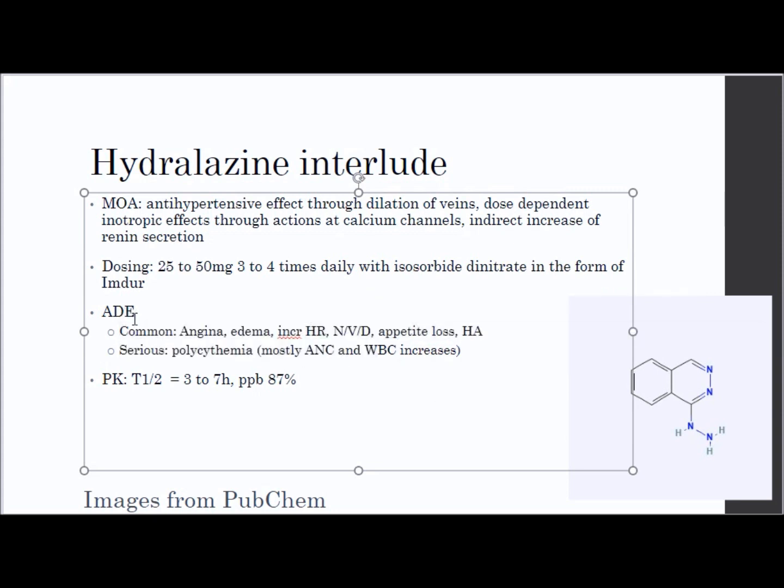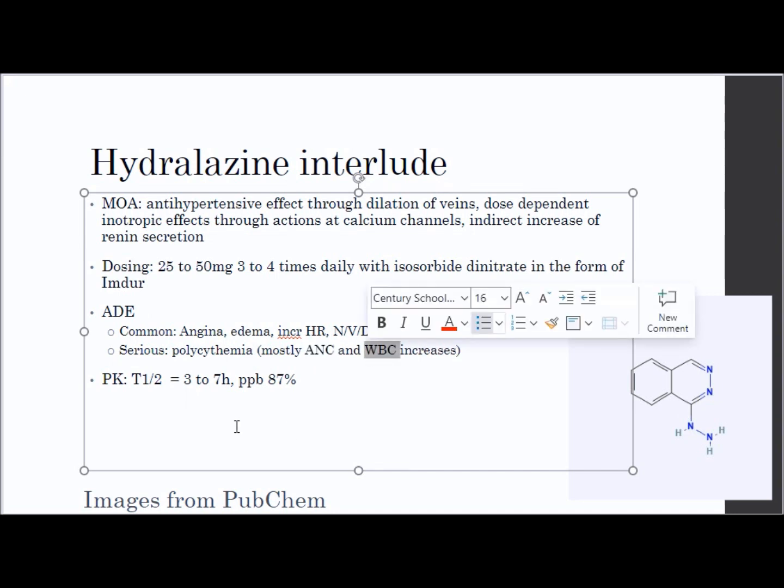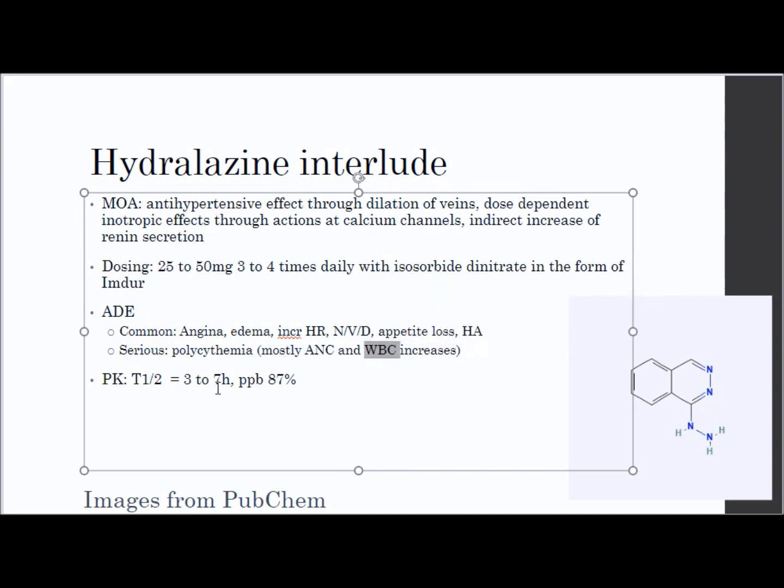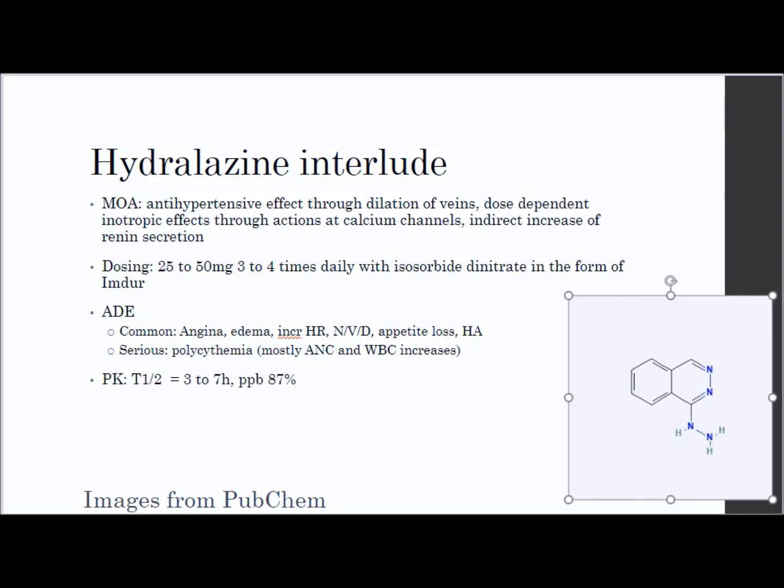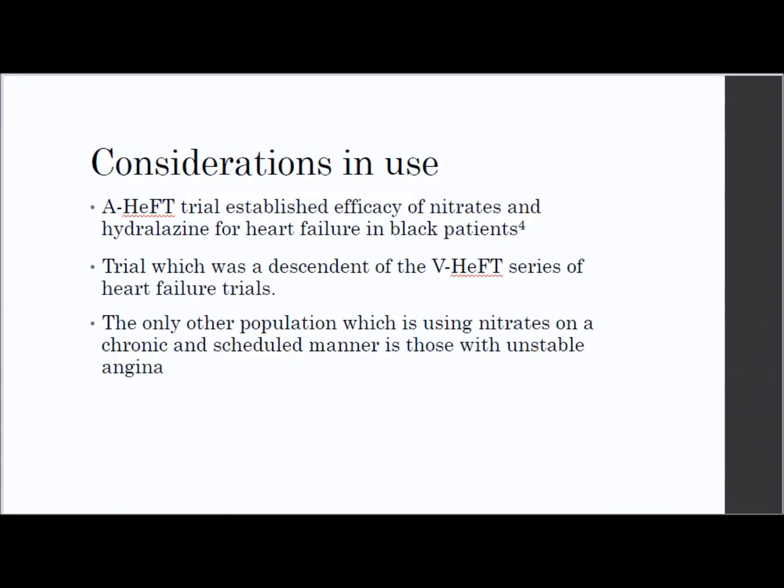Common side effects, I've listed them there. I did note polycythemia, mostly because I didn't know what polycythemia was. I had to look it up as the opposite of pancytopenia, where all of your different types of blood cells are getting destroyed. Most of them are increasing. So it's particularly ANCs and WBCs, so the white blood cells and the absolute neutrophil counts are going up in this one. Half-life, 3 hours up to 7. Plasma protein binding, 87%. Here's its chemical structure. I have no idea what that means.